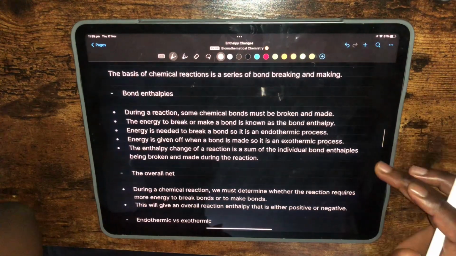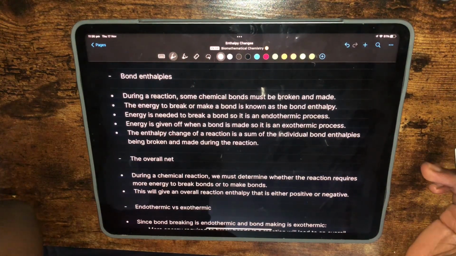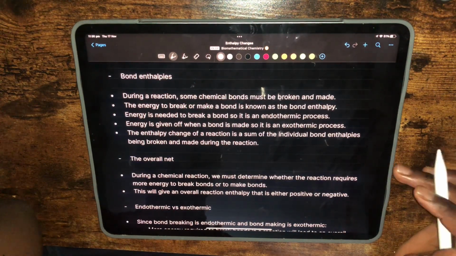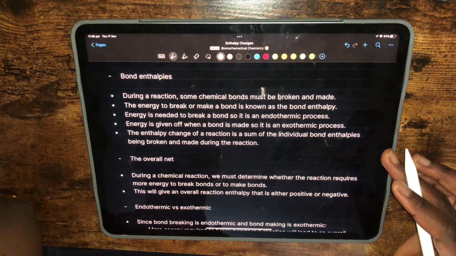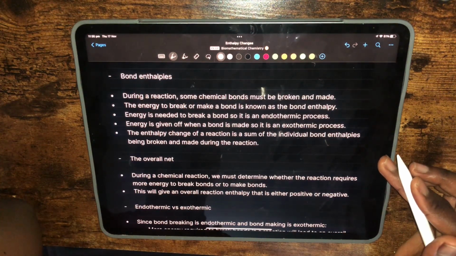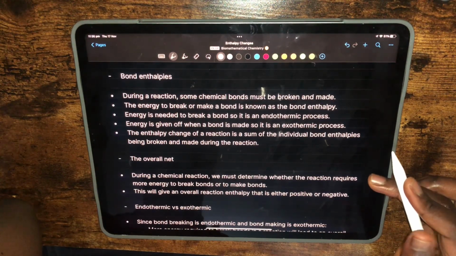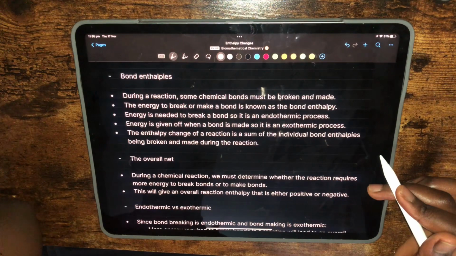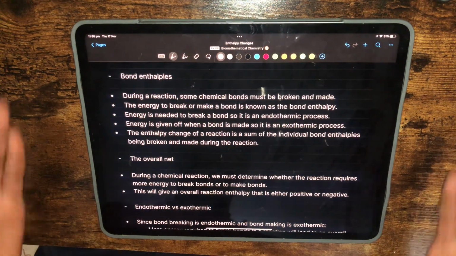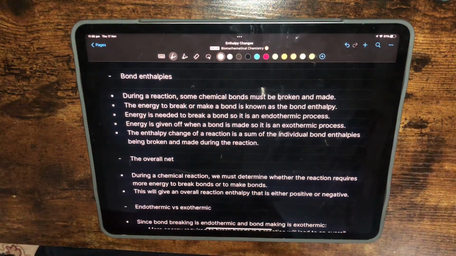But bond enthalpies. So during reactions, some chemical bonds must be broken and made. The energy to break or make a bond is known as the bond enthalpy. Energy is needed to break a bond, so it's an endothermic process. And energy is given off when a bond is made, so it's an exothermic process. The enthalpy change for reactions is the sum of the individual bond enthalpies being broken and made during the reaction. So to break a bond, you require energy. Energy is put in to break a bond, but when you form a bond, that energy is released.